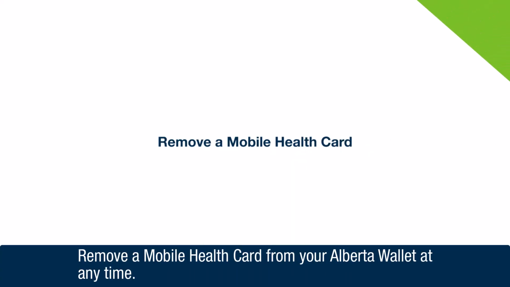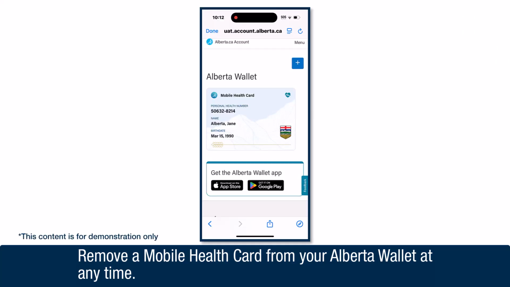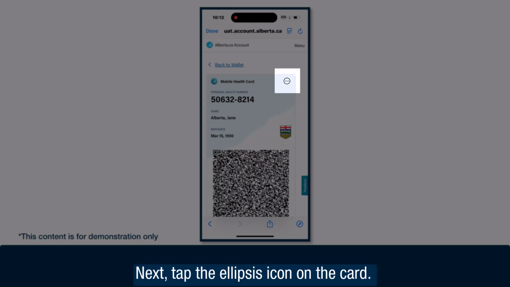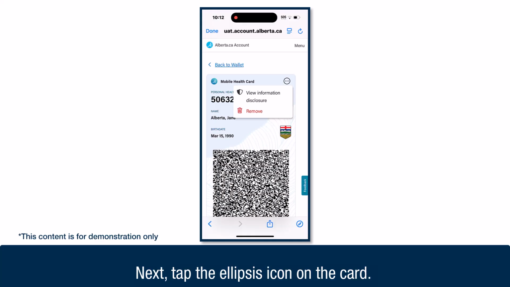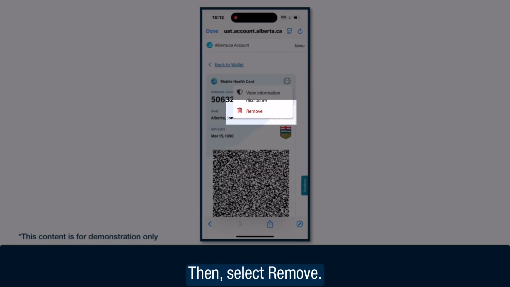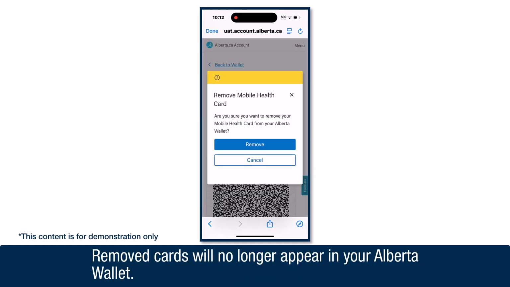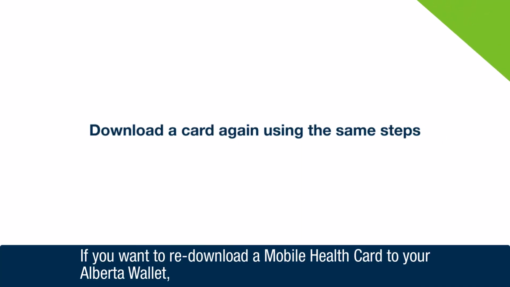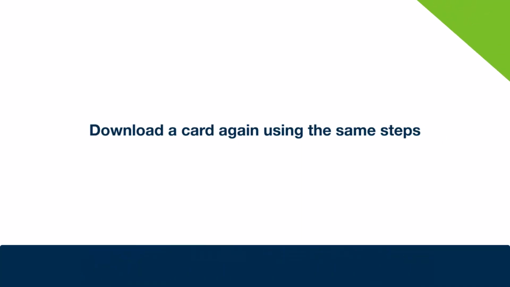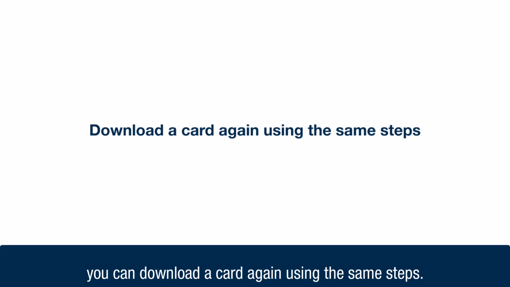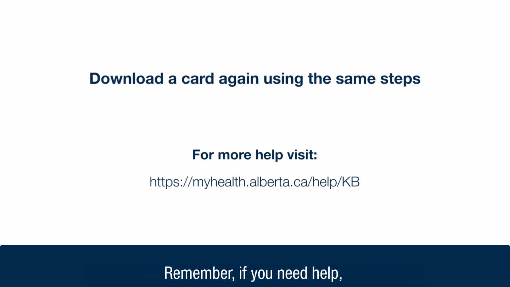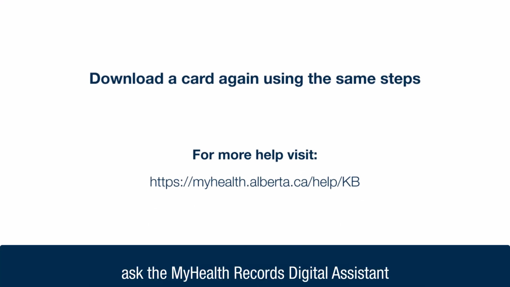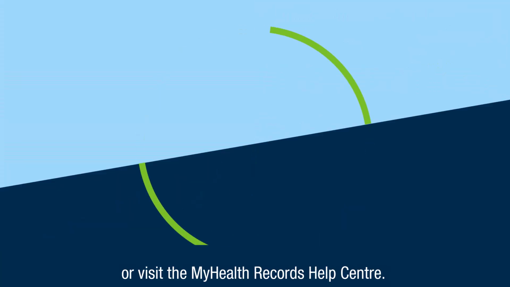Remove a mobile health card from your Alberta Wallet at any time. Open your Alberta Wallet. Next, tap the ellipsis icon on the card. Then, select Remove. Removed cards will no longer appear in your Alberta Wallet. If you want to re-download a mobile health card to your Alberta Wallet, you can download a card again using the same steps.